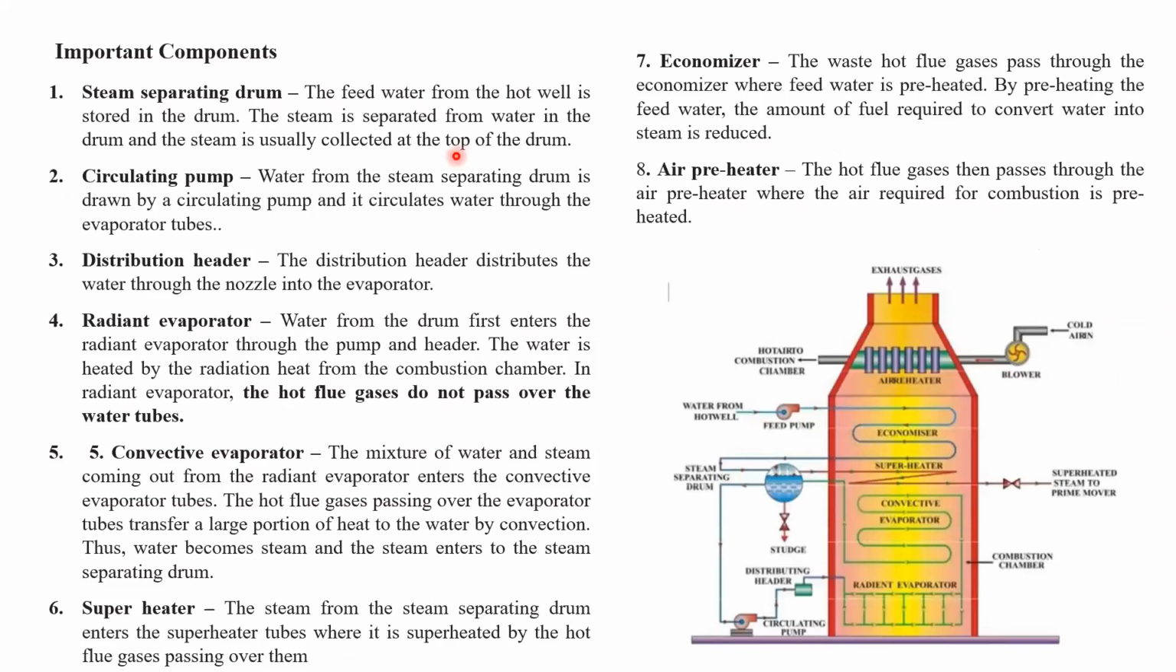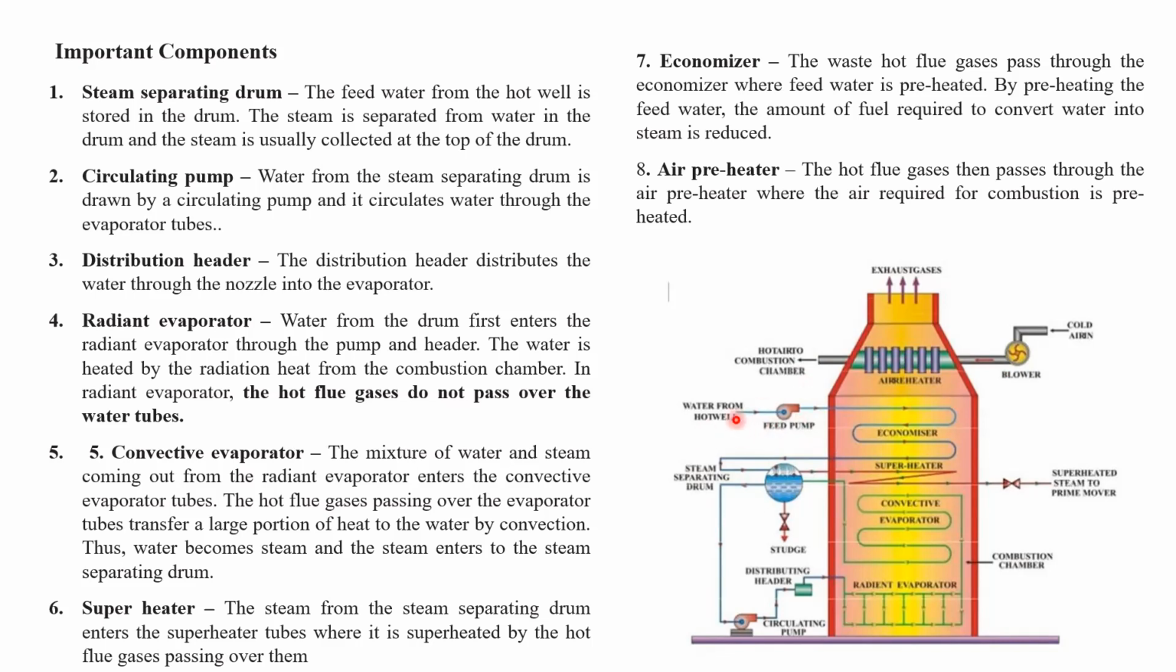Okay, important components of this Lamont boiler. You have to draw this figure. You can just see the figure. In this figure, at the upper side you are seeing cold air in. This is the aerated zone, a blower with the help of which cold air goes in, and then hot air comes out of this aerator and is used in the combustion chamber for heating the fuel.